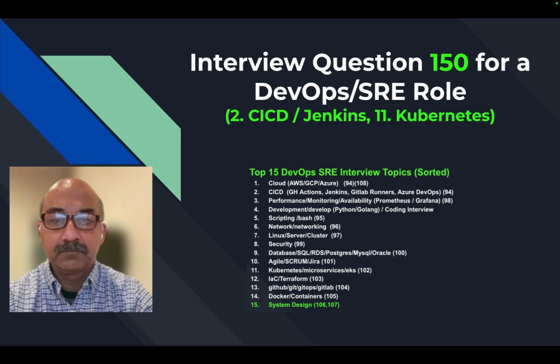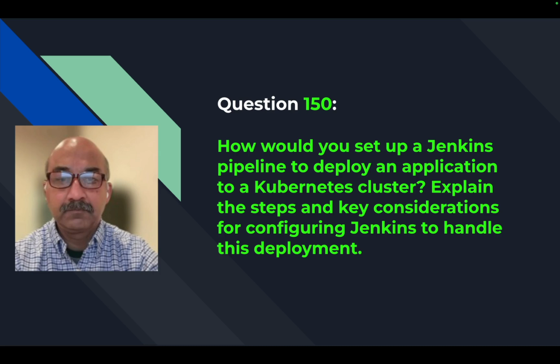Today's topic covers two different topics in the list, CI/CD and Jenkins, and also Kubernetes. So the question today is, how would you set up a Jenkins pipeline to deploy an application to a Kubernetes cluster? Explain the steps and key considerations for configuring Jenkins to handle this deployment.